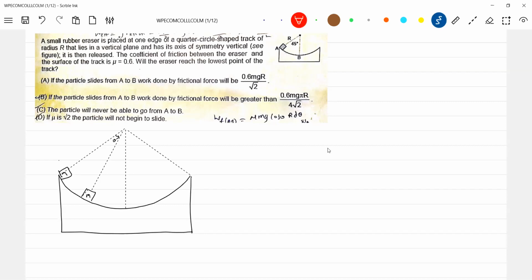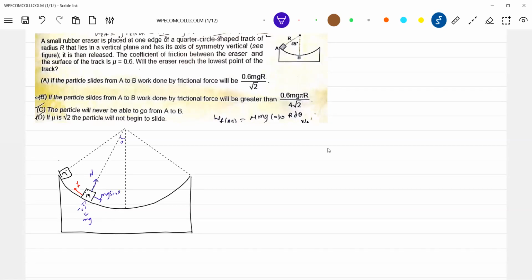Then how will the friction force act? The friction force will be acting in this direction. If this is theta, theta will be 0 to 45 degrees, no doubt. mg sin theta or mg cos theta will come. I'll define this theta, it'll be easy for us. So here mg sin theta will come into picture.